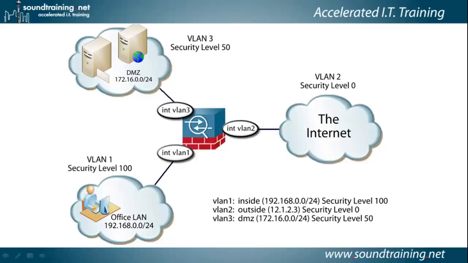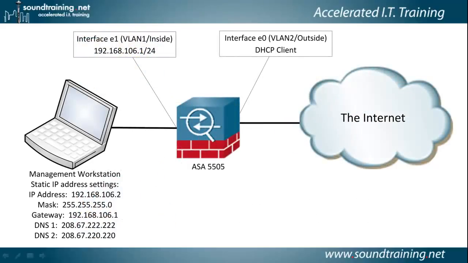Let's go ahead and take a look at the diagram we're going to use for this particular demonstration. We have a management workstation with static IP address configurations as shown in the diagram. I'm not going to recite them to you. You can see them there. And we have the ASA with an inside interface, 192.168.106.1, and an outside interface configured as a DHCP client.